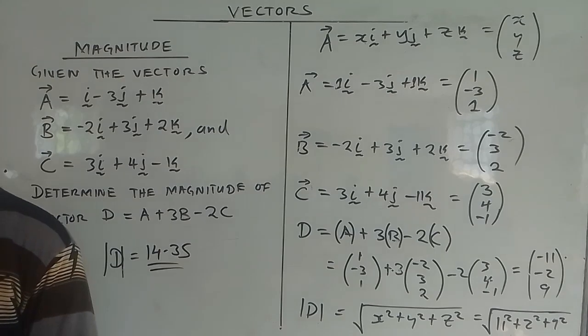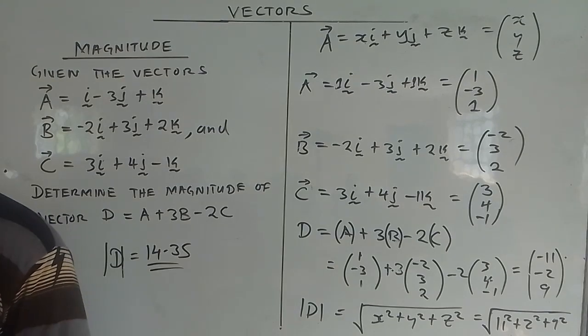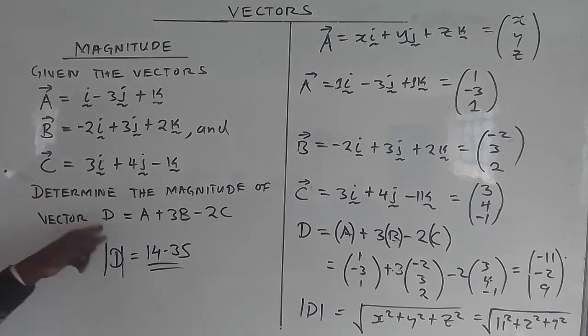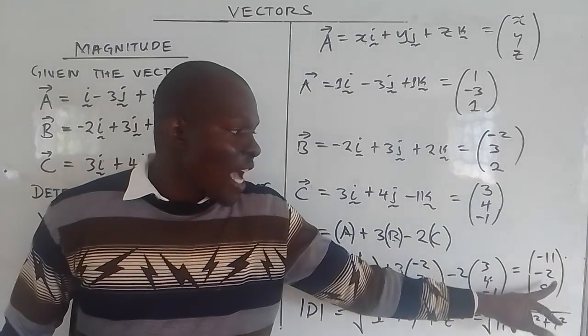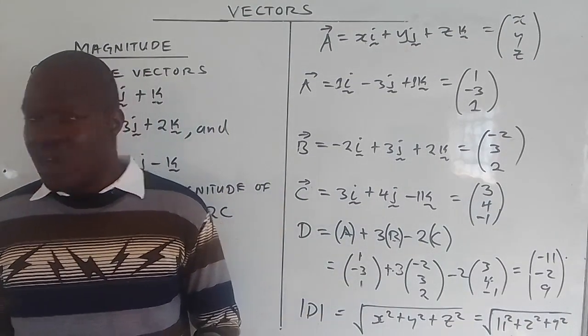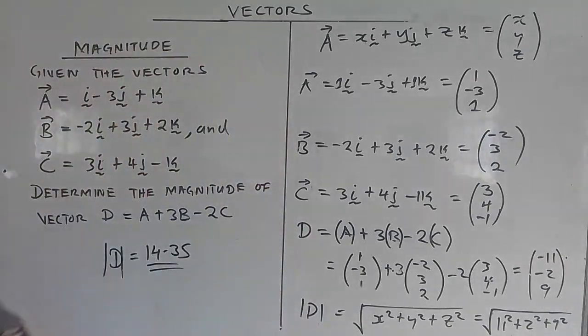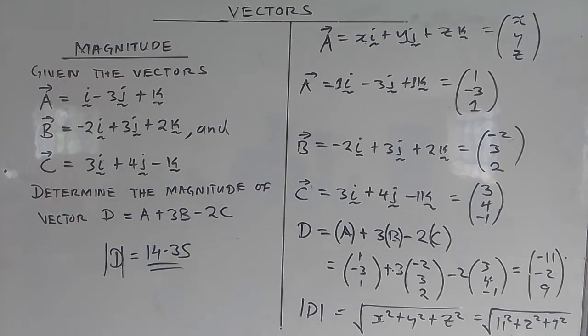And you cannot determine the magnitude of the vector if you don't have the vector itself. Meaning you have to determine that vector first, isn't it? If they want the magnitude of vector D, you must get this D first, because after getting it is when you see its x, y, and z values. You have to get the vector itself. So that is the concept of getting the magnitude of any vector.